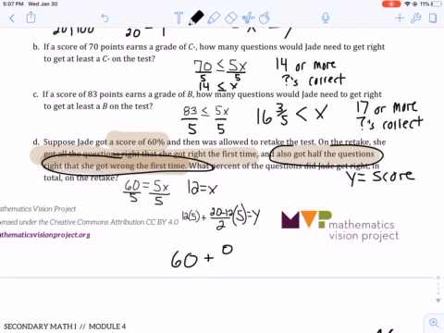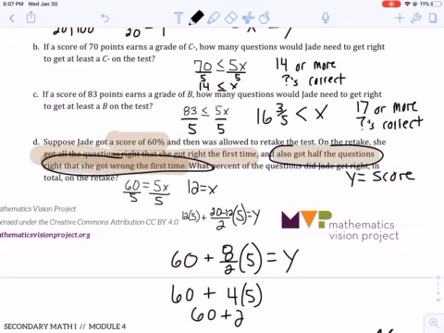20 minus 12 is going to give me 8 over 2. I'm going to multiply that by 5. Equals y. Alright. 8 over 2 equals 4 times 5. Again, I'm just going to use order of operations. 60 plus 20 is going to give me y, which in this case equals 80. So I figured it out. She got 80% of the questions right this time on the retake.